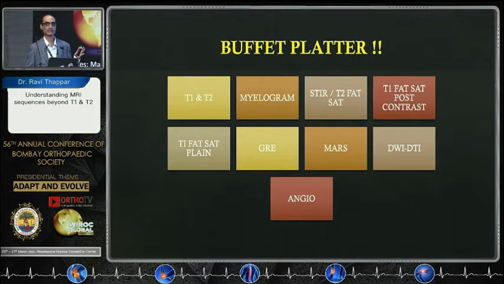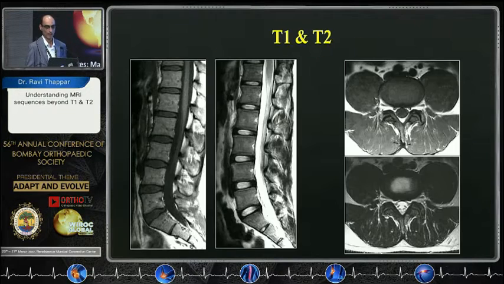So MR provides us with a whole platter of sequences which can be used to interrogate the spine and get the best possible clinical information in each case, and how we choose that depends on the radiologist. T1 and T2 are the basic workhorse sequences in any spine study. On T1 the CSF filled thecal sac is dark and it is bright on the T2 weighted images.